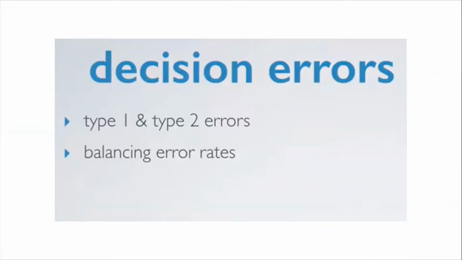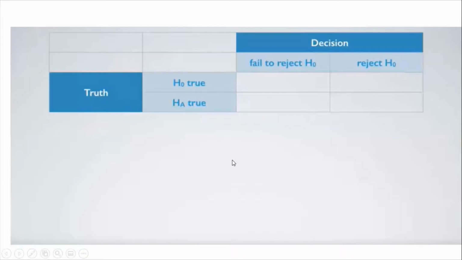Okay, anyway, before we move on to the specific hypothesis test, we should think a little bit about decision error. We talked about the significance level, but we still need to discuss type 1 and type 2 error, and then how to balance these error rates.